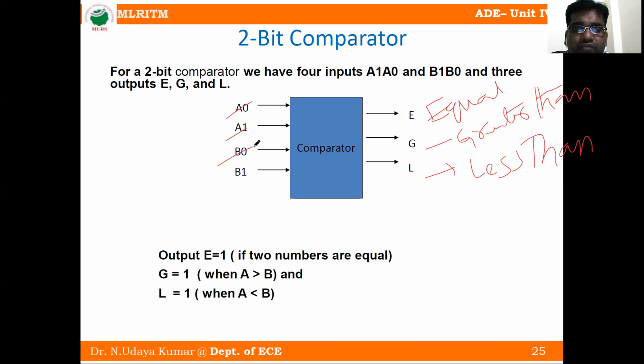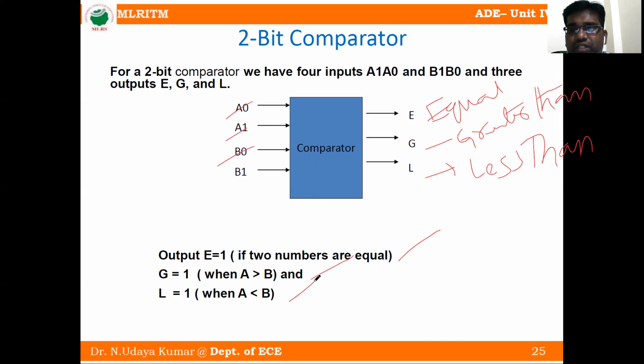So output equal E is 1 if the two numbers are equal. Greater than means if A is greater than B, then G is 1. If A is less than B, L is 1. So this is the condition. Based on these conditions, we have to prepare the truth table. Then, according to the truth table, we have to find the expressions for E, G, and L: equal, greater than, less than. So, based on the expressions, we can design the combinational logic circuits.